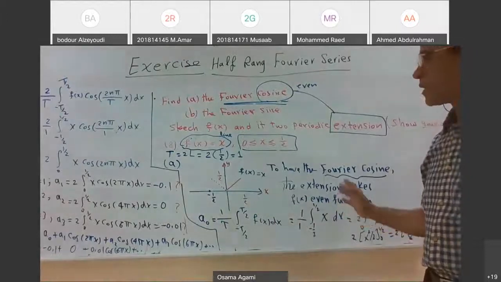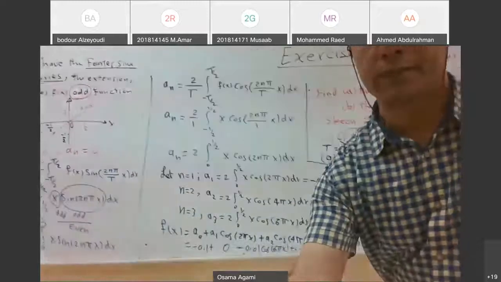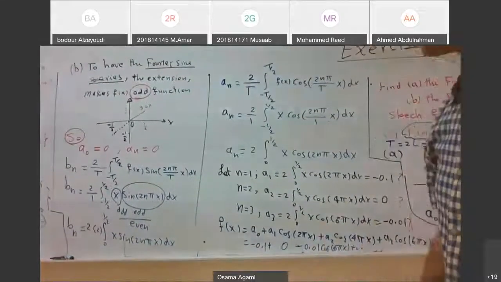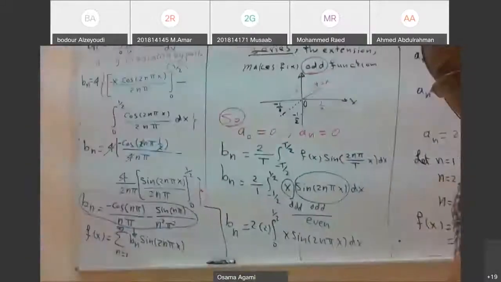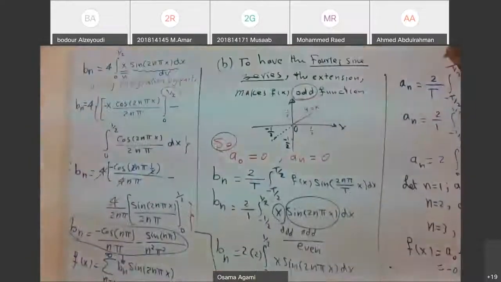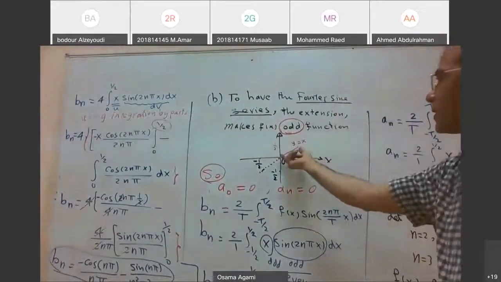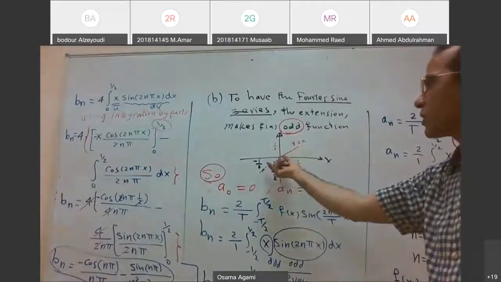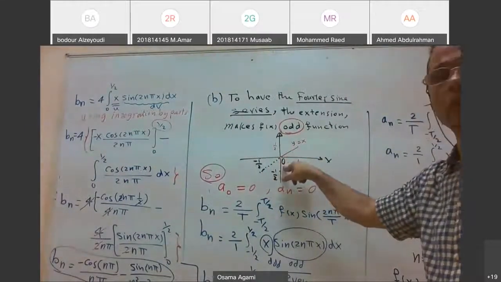In section B, asking you to do what? To have Fourier sine, right? To have the Fourier sine, you have to complete this half into an odd function. Odd function means it will be a reflection or symmetric with respect to the origin, right?